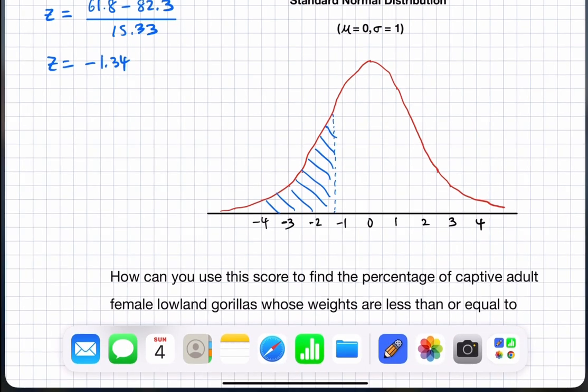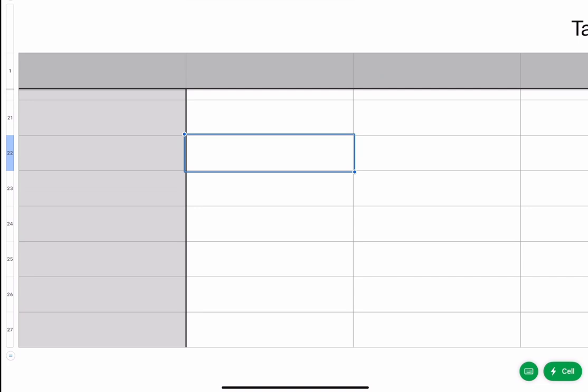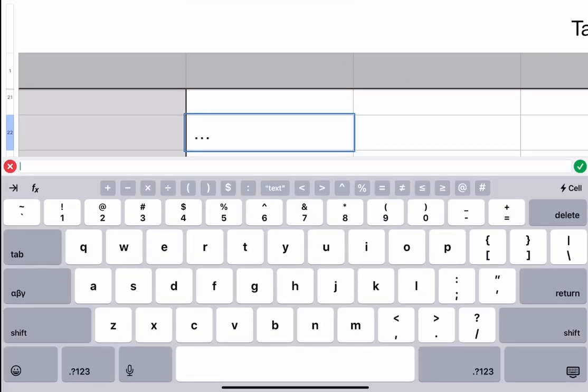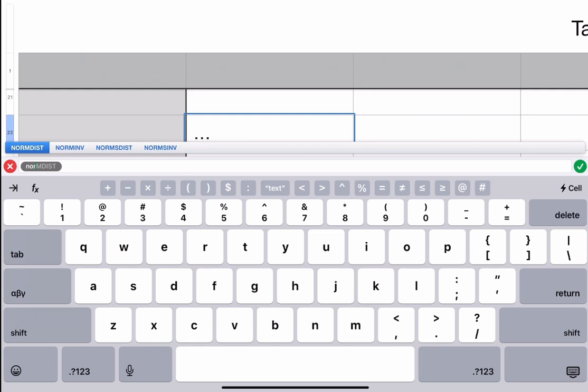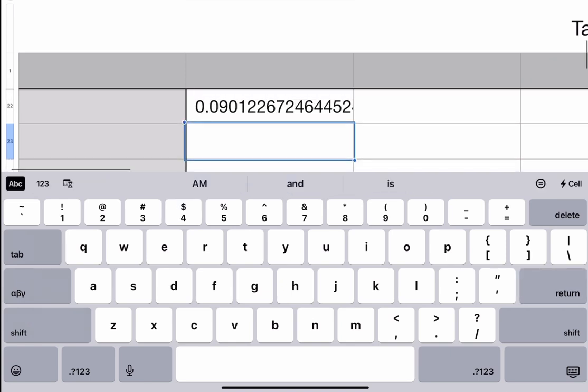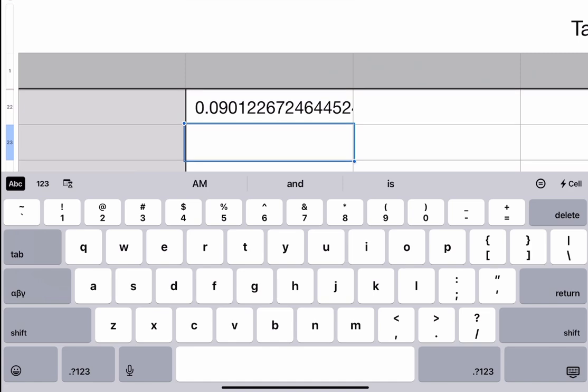Now, depending on the type of spreadsheet that you use, the steps are a little bit different, but here I'm going to use Apple's Numbers spreadsheet. And the way you do this is you're going to go ahead and punch in equals, and I'm going to type in norm.s.dist. I'm looking for a normal S distribution, okay, and we see that this is the third selection here. And then we're going to punch in the z value that we calculated. That was negative 1.34. And hit return, and it's going to give us a number of 0.09, okay, 0.0901.